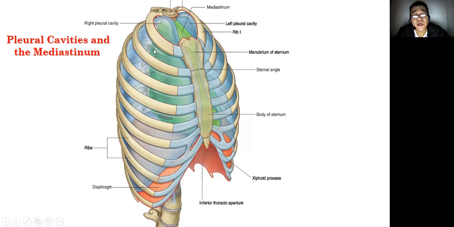The surface that faces the inner wall of the ribs is known as the costal surface. The surface that sits over the diaphragm is known as the diaphragmatic surface, and the surface that faces the mediastinum is known as the mediastinal surface.